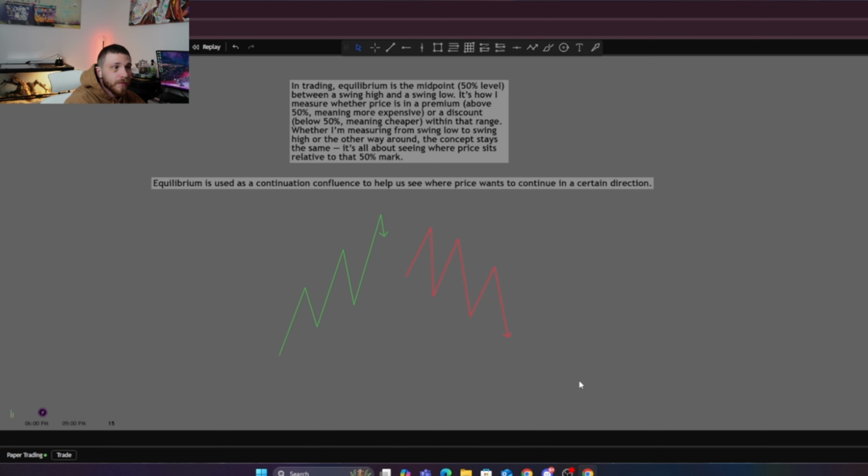Okay? You did it on your screen, right? Awesome. Equilibrium would be from the swing low to the swing high. Right here. Swing low to swing high. Equilibrium, we come into a discounted price range. Move this out of the way. Discounted price range is the bottom one in an uptrend. Premium is the top one.